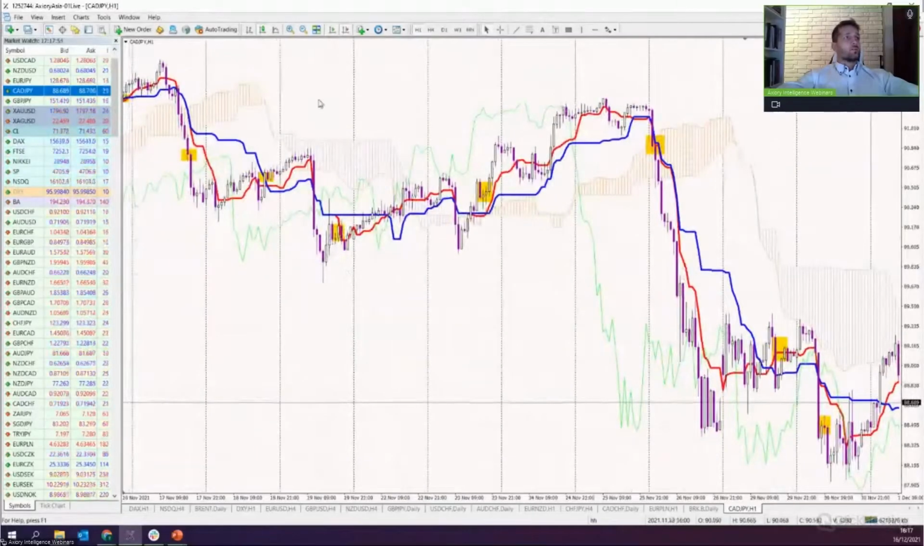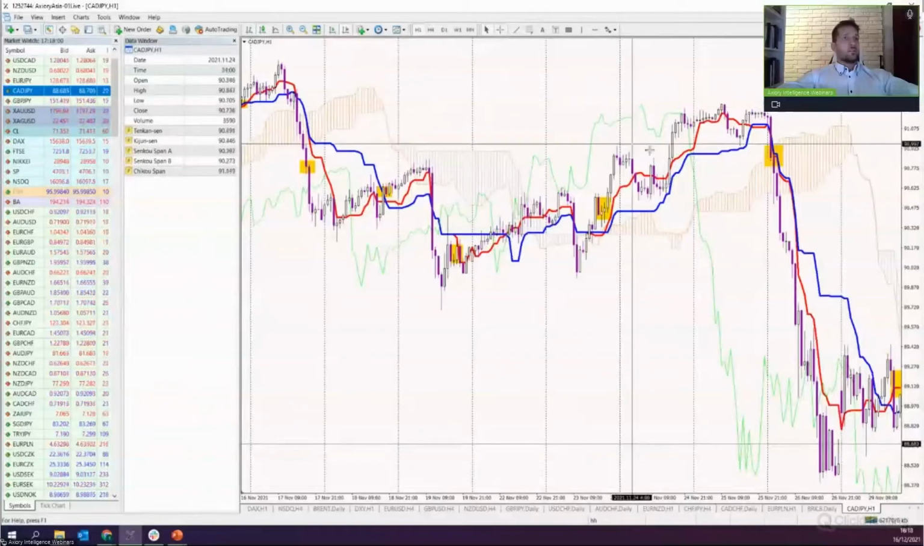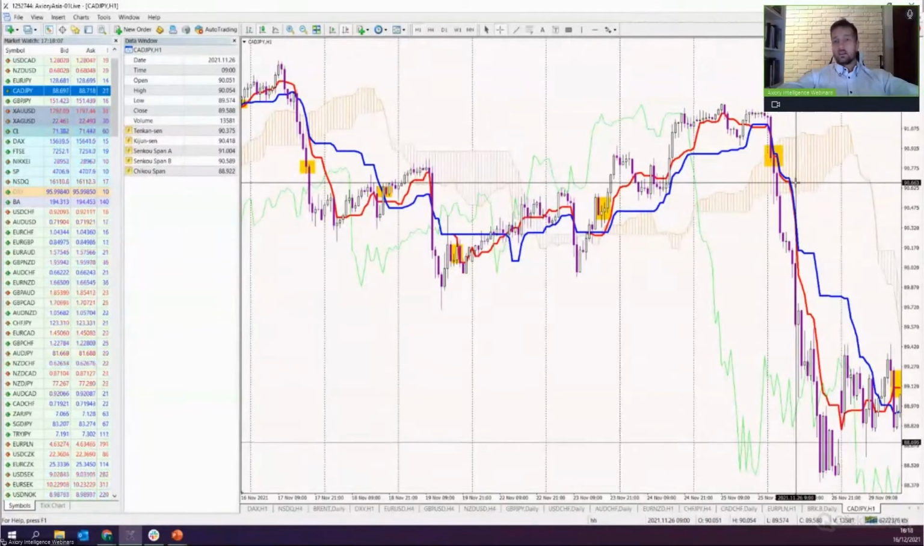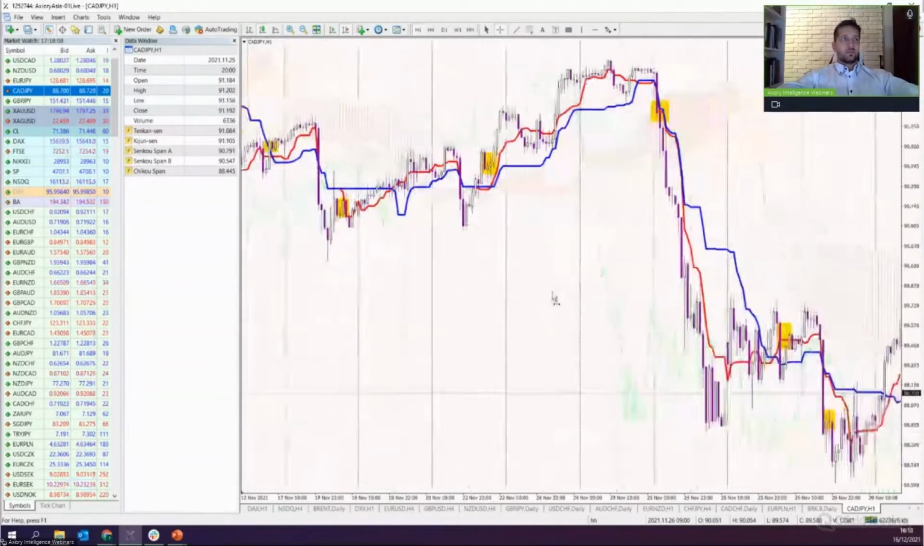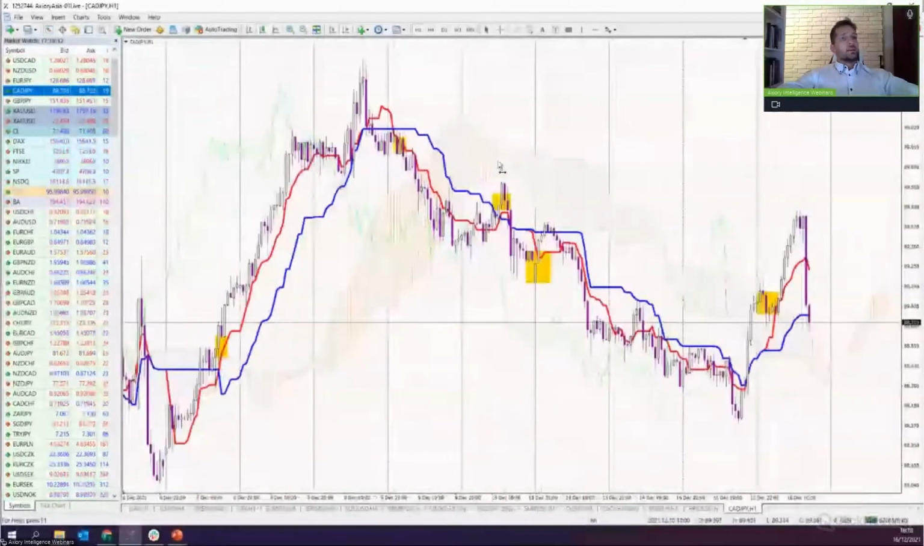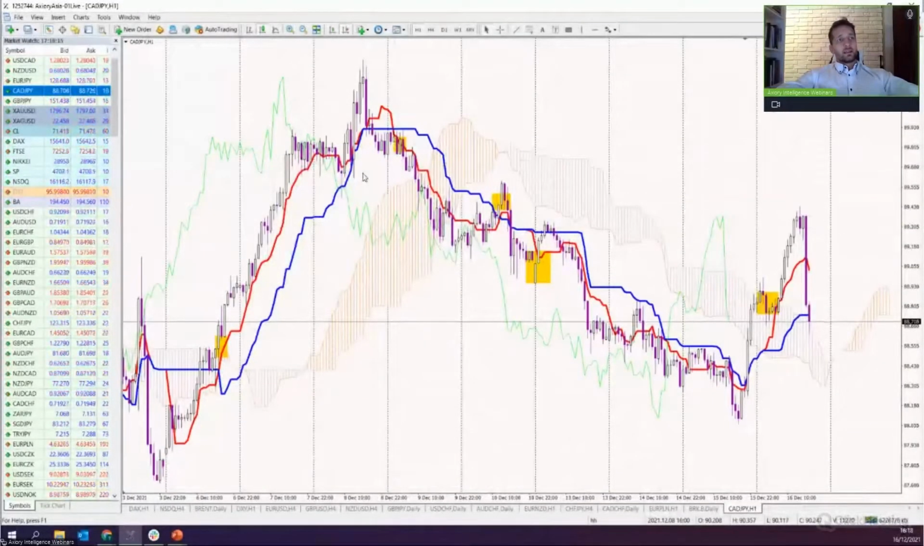Of course, you can have data window, and then you can check what was the Kijun Sen and Tenkan Sen, and you have all the data. Which one is lower or higher? The thing is that, again, Ichimoku, one look.